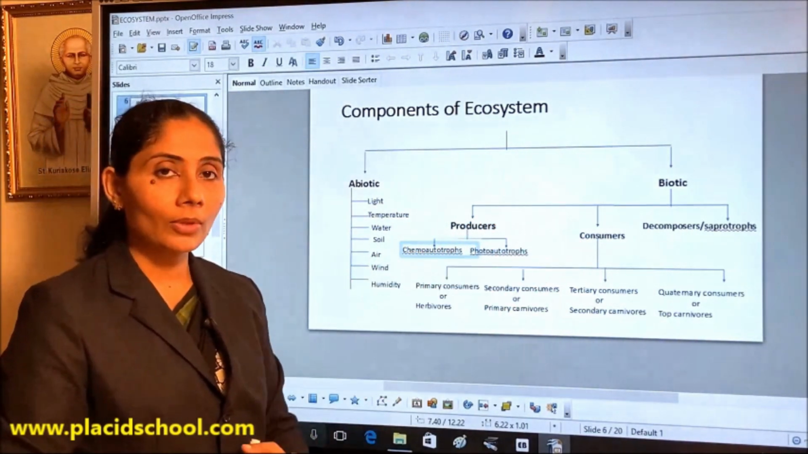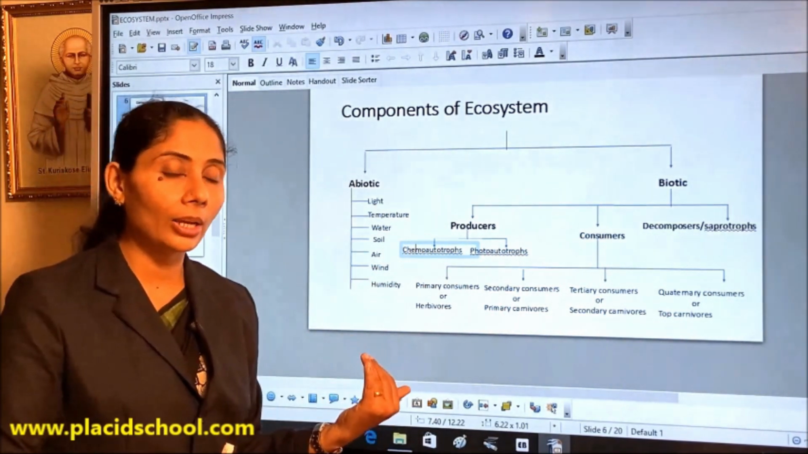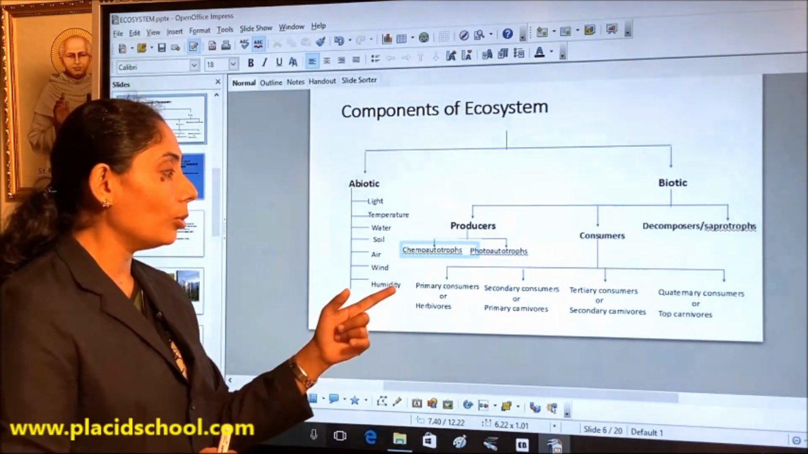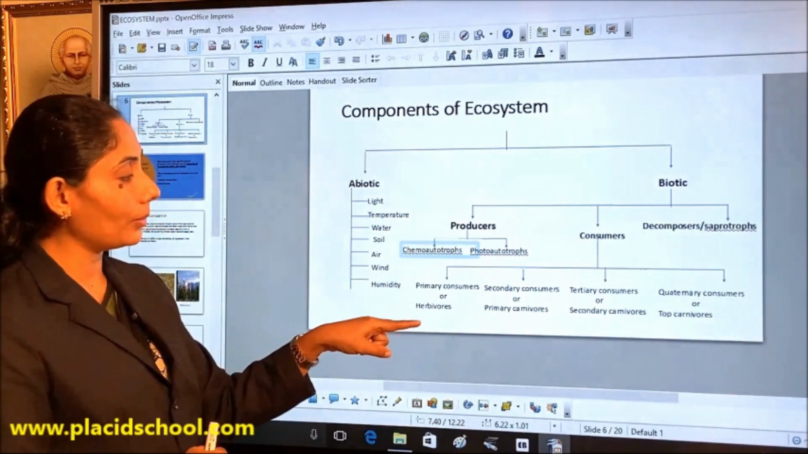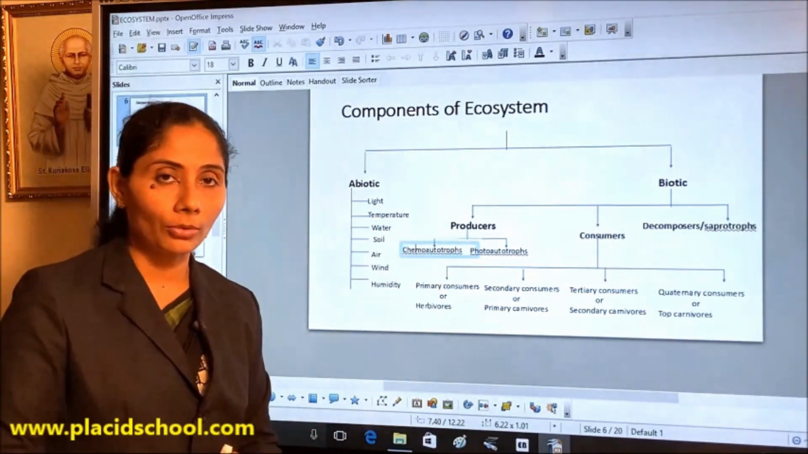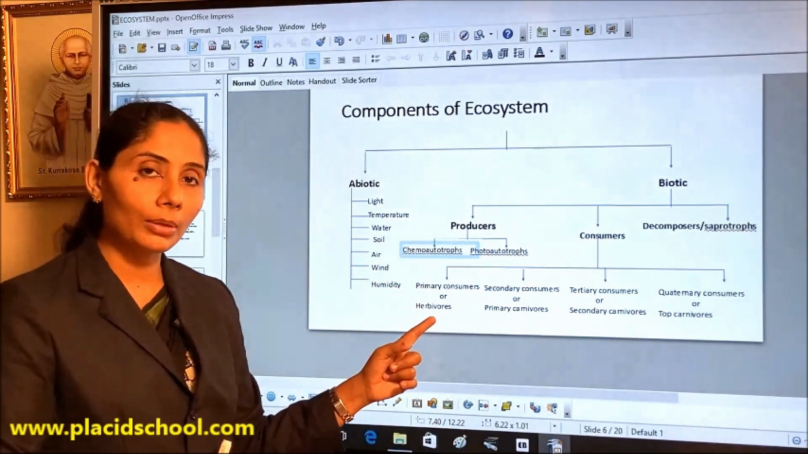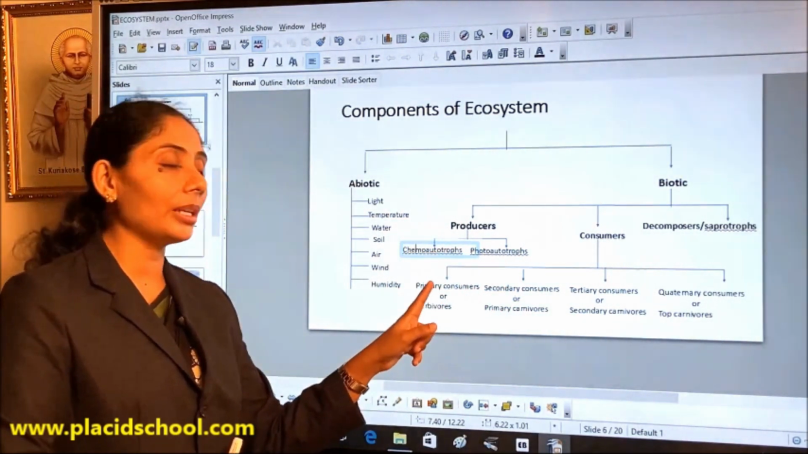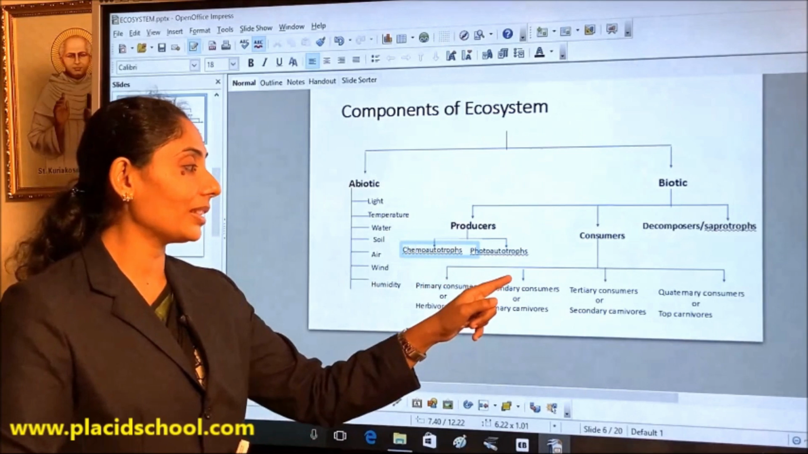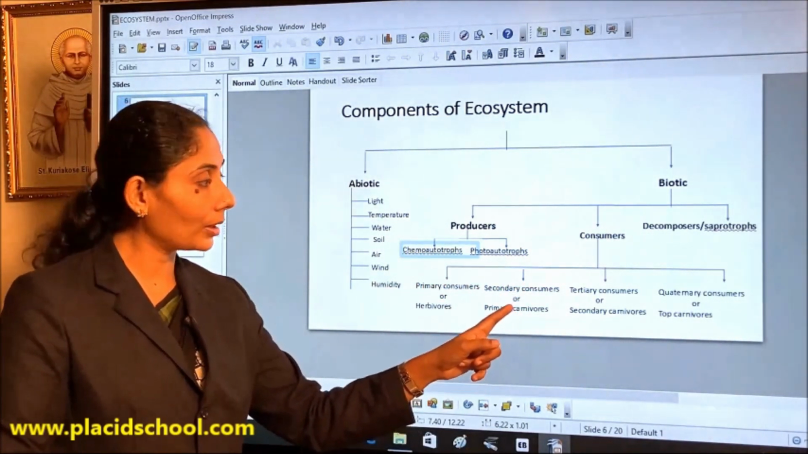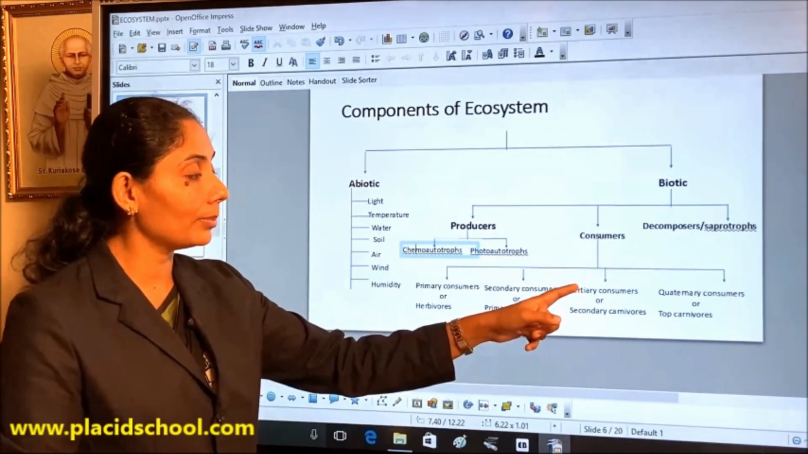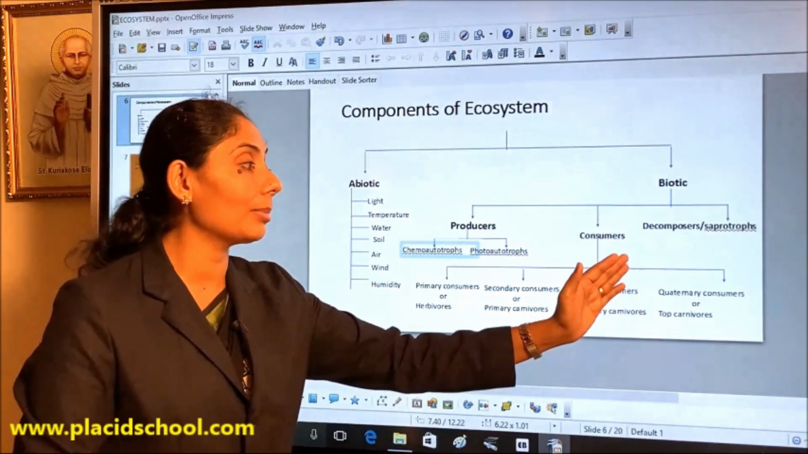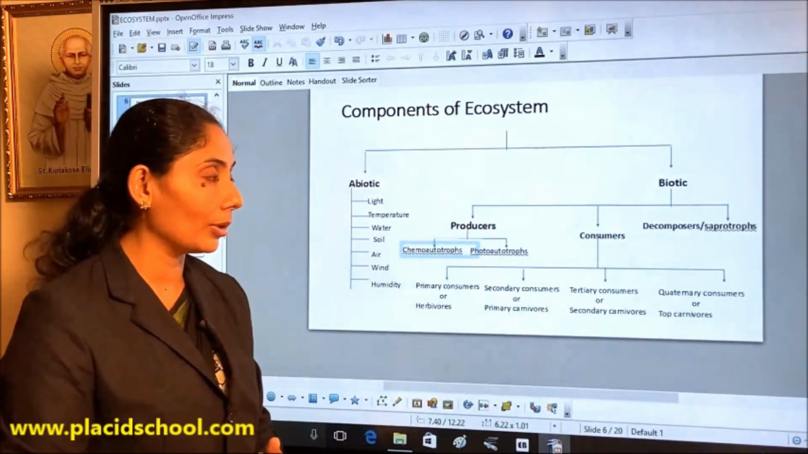Okay, now what are consumers? Consumers are those organisms which feed on producers directly or indirectly. They are further classified as primary consumers or herbivores. Who are primary consumers or herbivores? They are those organisms which directly feed on the producers. Next come secondary consumers or primary carnivores. They are those which feed on the primary consumers or the herbivores. That is why they are referred to as secondary consumers or primary carnivores. They would in turn be eaten by the next set of organisms, referred to as tertiary consumers or secondary carnivores, and finally the tertiary consumers in turn may be eaten by quaternary consumers or the top carnivores.